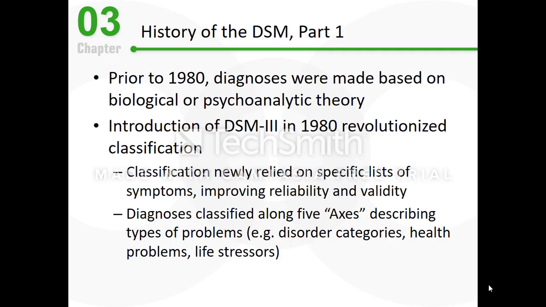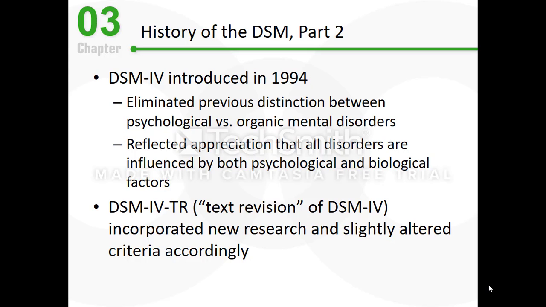And then axis 5 is what we call a GAF, a global assessment of functioning. On that particular axis, we're saying, okay, now how well is this person functioning? Do they need to be out and about? Do they need to be hospitalized? Are they in crisis? What kind of care and treatment level do they need to be involved in?